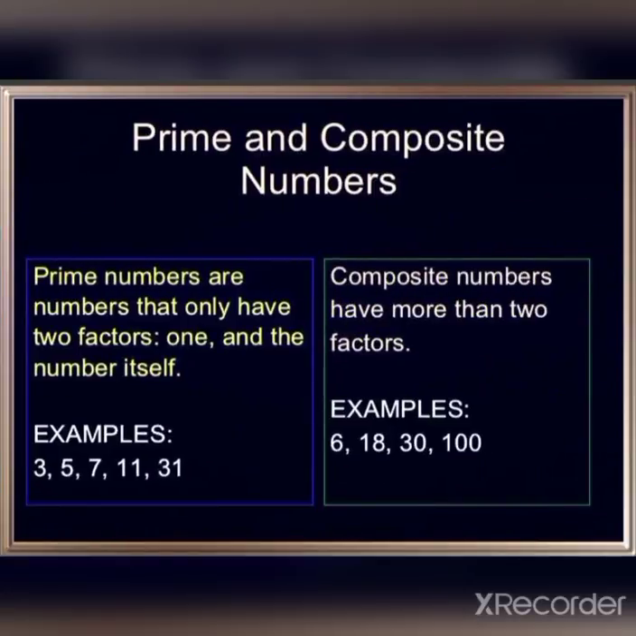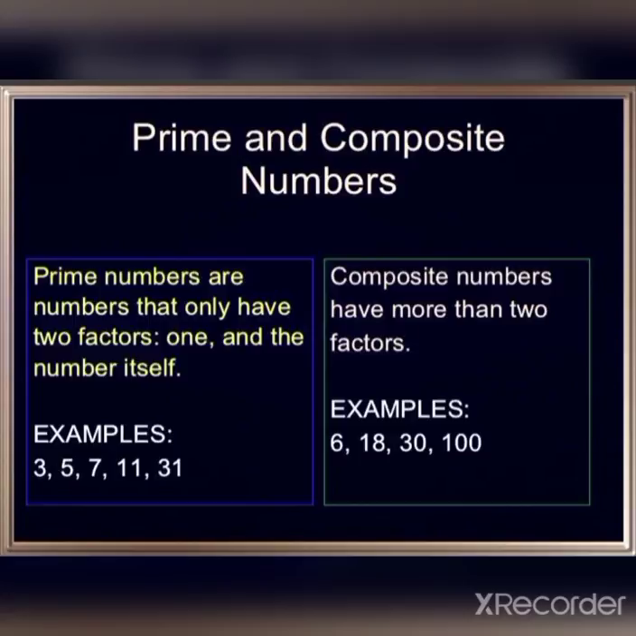Prime and composite numbers. So what are prime numbers and composite numbers? Prime numbers are those numbers that have only two factors, 1 and the number itself. For example, 2, 3, 5, 7, 11, 31. These numbers have only two factors.